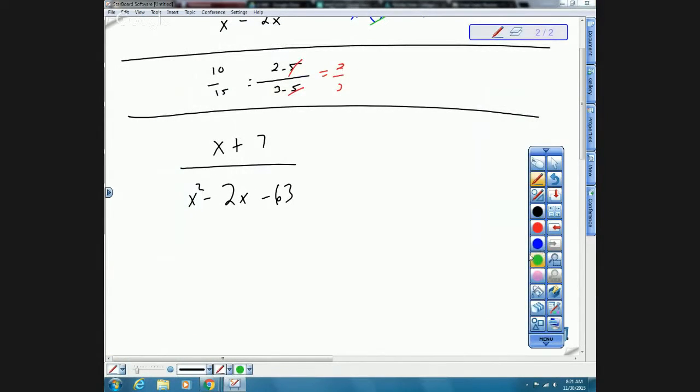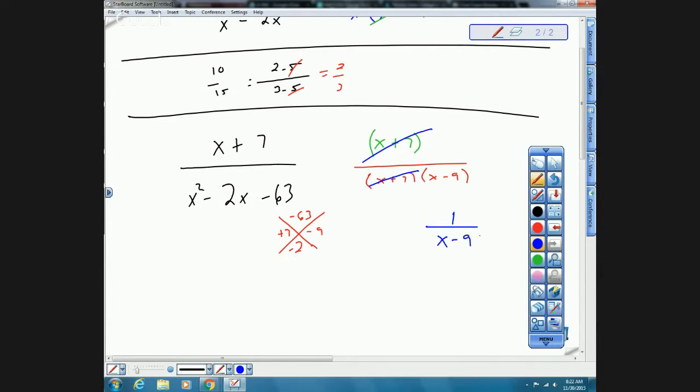All right, so on this one, when you're simplifying this, on the top, x plus 7, I can't do anything there. That doesn't break down at all. There's nothing to pull out or anything. But on the bottom, when I see x squared and x, I'm thinking factor, right? So what multiplies to be negative 63 and adds up to be negative 2? Negative 9 and positive 7. So I end up with x plus 7 and x minus 9. So now I have an x plus 7 on top and an x plus 7 on the bottom, so they cancel out. And there's nothing left on top, so it's just 1 over x minus 9.